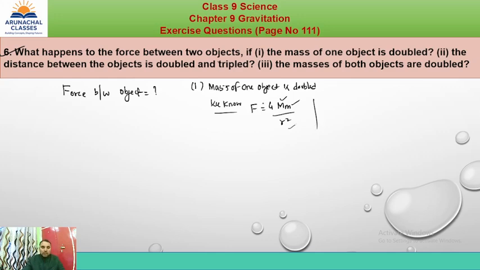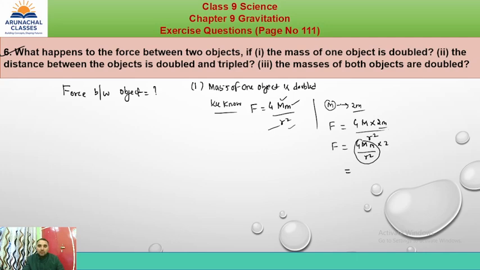Now they are saying that the mass of one object is doubled. So I'm considering that the mass of the second object is getting doubled, so it becomes 2m now. If I apply the universal law of gravitation here, capital F equals capital G, capital M, and the mass of the second object, now 2m, whole divided by r square. Now it can be rearranged: capital F equals capital G, small m, capital M, multiplied by 2, divided by r square. Now this particular part can be written as F.